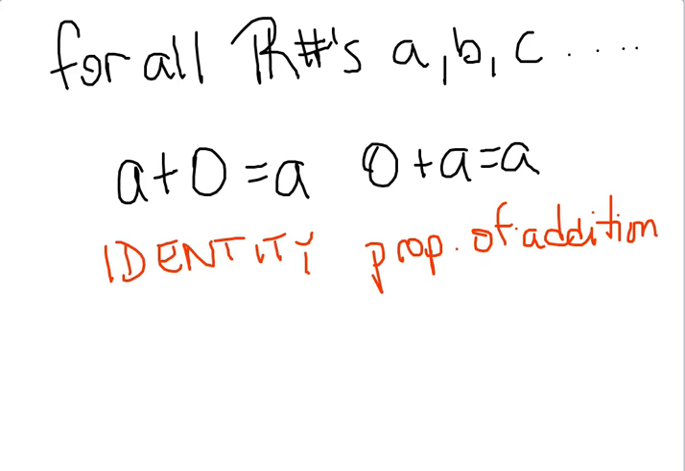So the identity is the number, in this case, that we add to get the same number back. And so that's 0, because anything plus 0 is going to give you the same number you started with. So the identity property of addition is a property of all real numbers, because if you add 0 to any real number, you're going to get that same number back.